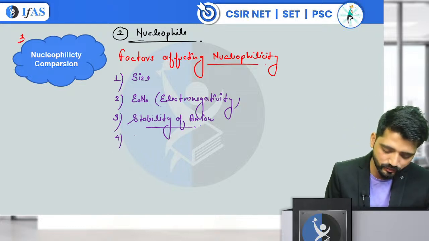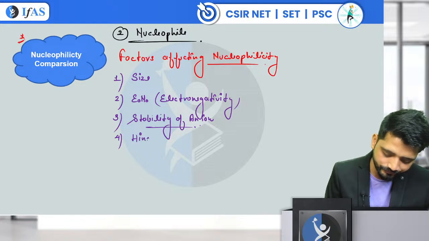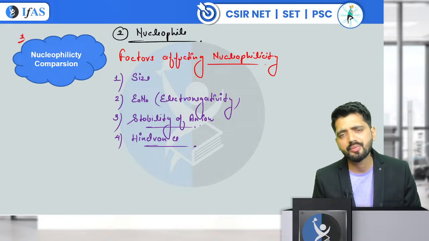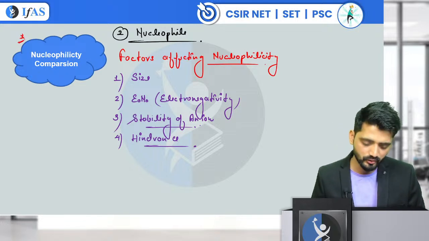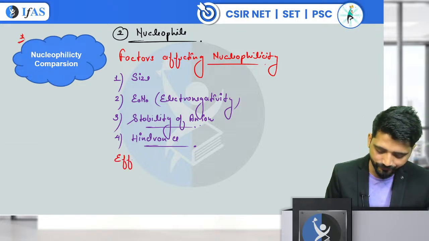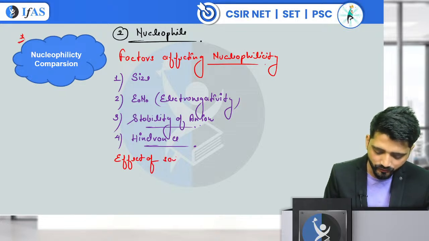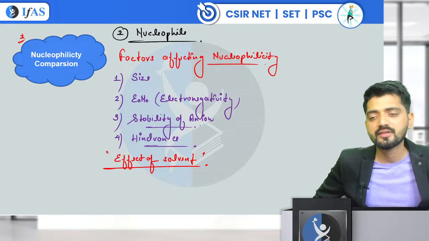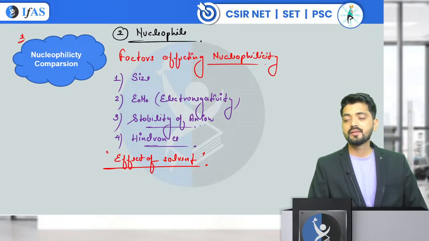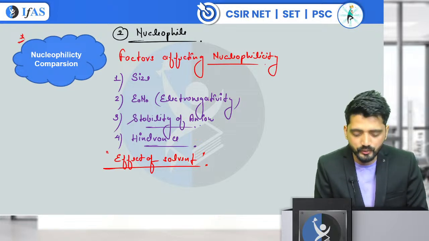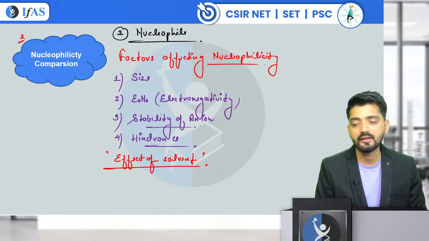And then the fourth factor which may contribute is hindrance. If the nucleophile is very bulky, then it may not prefer to perform a substitution reaction. That may also be a factor. And then a very important factor, that is effect of solvent. Solvent may also affect the nucleophilicity, and we will see how the solvents are going to affect the nucleophilicity. Size, electronegativity, solvent, bulkiness, very good. These are the factors which contribute towards the nucleophilicity of any anionic center.